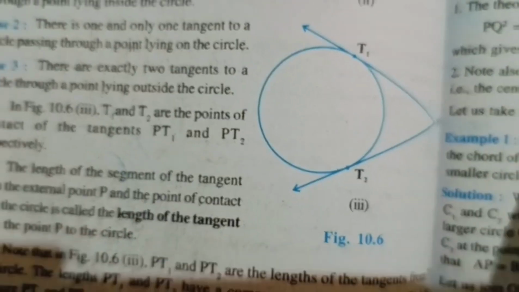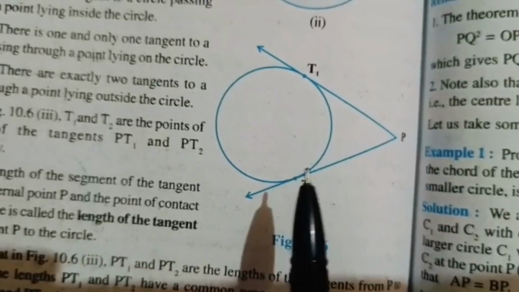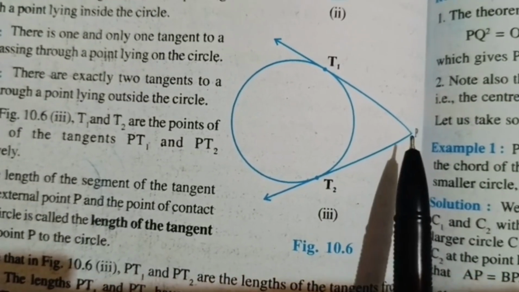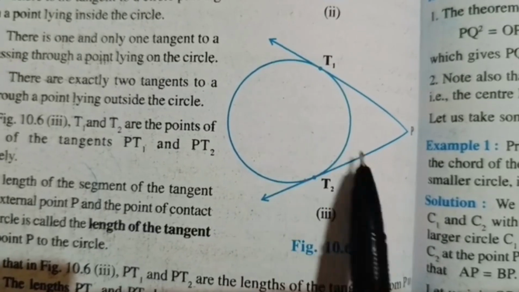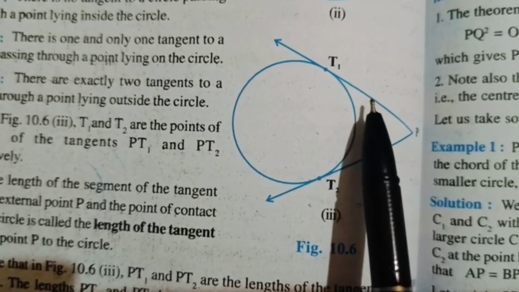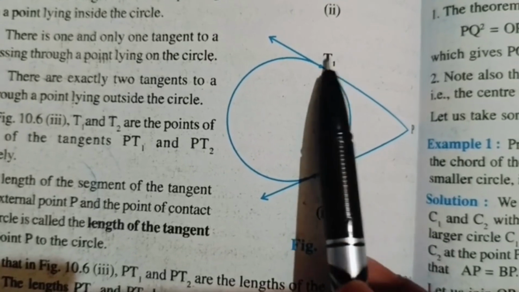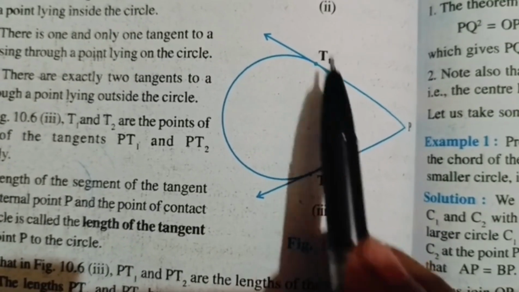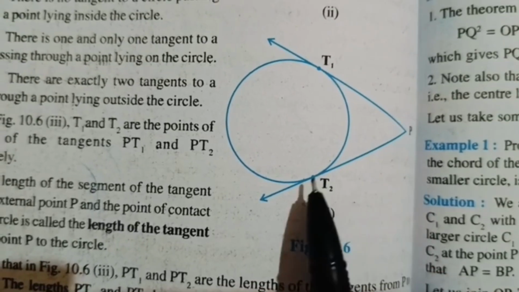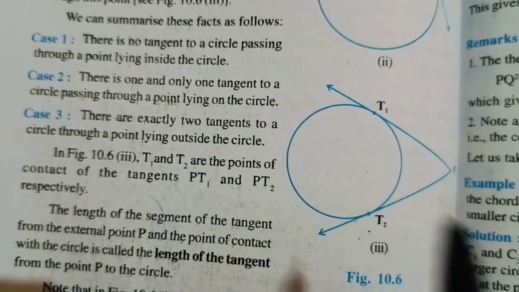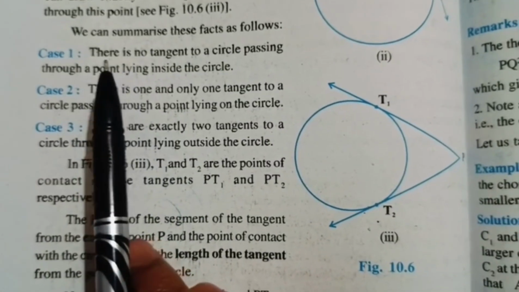And see here, P is a point outside of the circle. From this point we draw two tangents, PT1 and PT2. That means from an outside point we can draw how many tangents? Two tangents. And the length of these tangents PT1 is always equal to PT2. Okay, students, understand this? And here we get three cases.